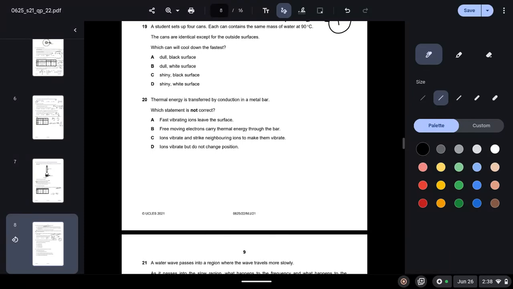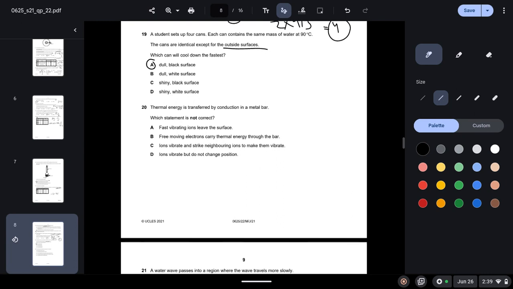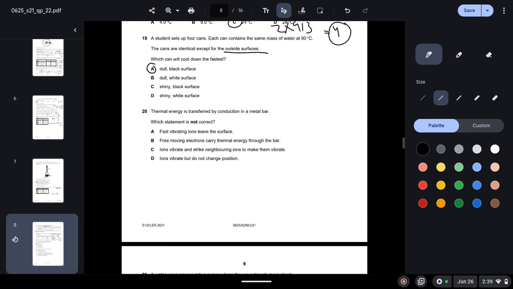A student sets up 4 cans. Each can contains the same mass of water at 90 degrees Celsius. The cans are identical except for the outside surfaces. Which can will cool down the fastest? So dull and black surface will be the correct answer, because we know that dull and black surfaces are the best radiators of heat, so they will lose the heat the fastest, so the can will cool down the fastest.